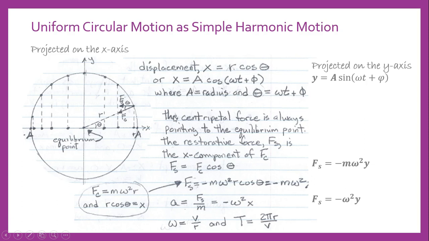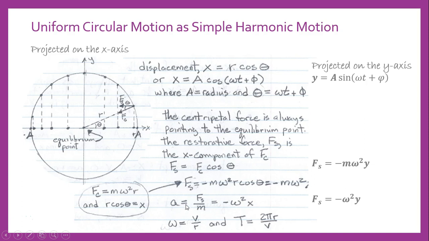In circular motion, we know the centripetal force is always pointing towards the origin or the center of the circle, and of course that's our equilibrium point in this simple harmonic motion, and it is the x component of the centripetal force that is our restorative force. So our restorative force is equal to the centripetal force times the cosine of theta. We can go ahead and do some rearranging, and we find out that this restorative force is equal to negative the mass times the angular frequency squared times x.